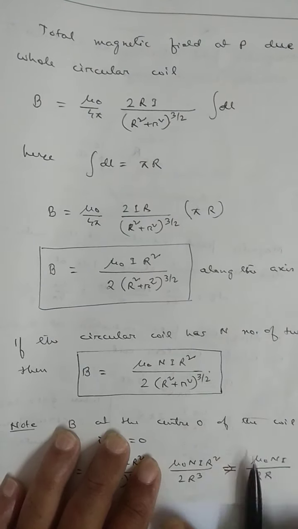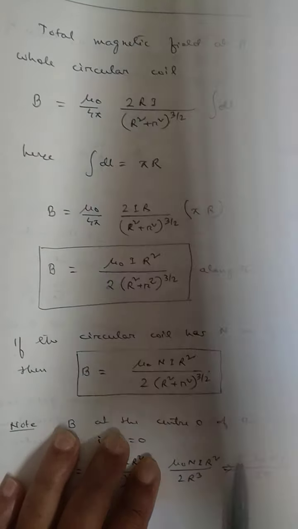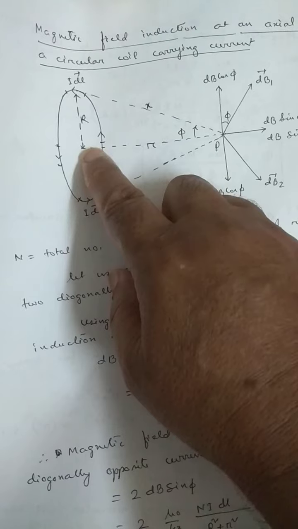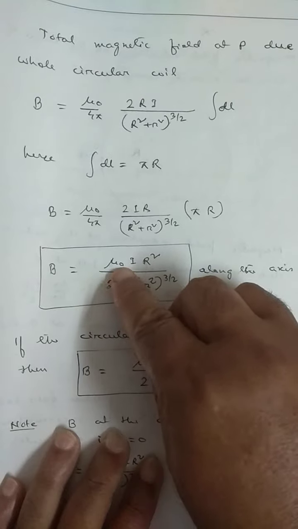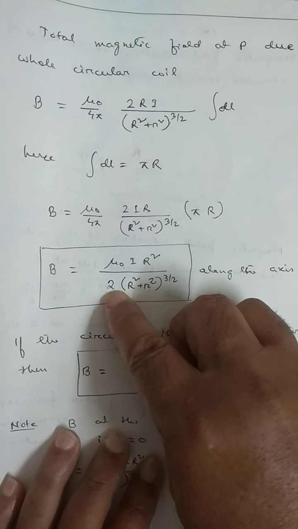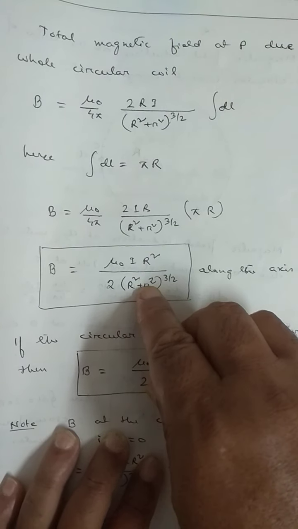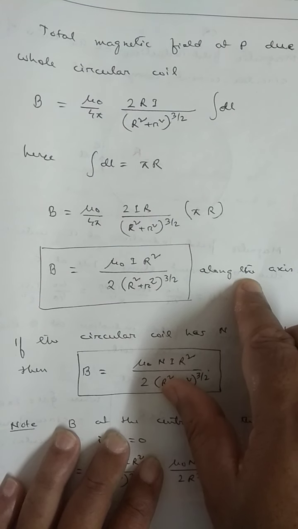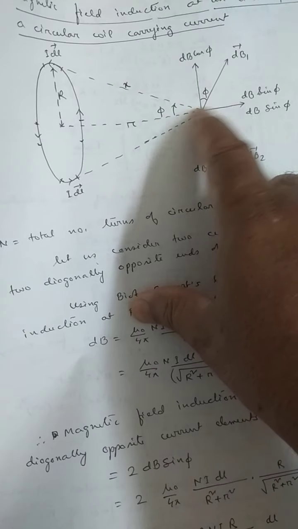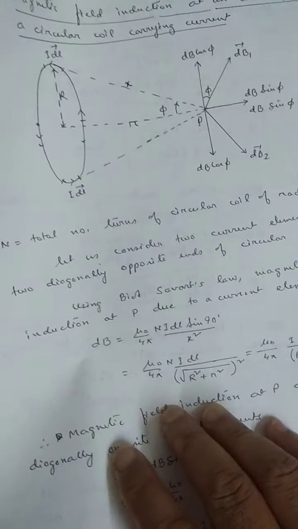So what is the total magnetic field induction due to this circular coil at the point P? B is equal to mu 0 I r square divided by twice R square plus r square whole to the power 3 by 2. And the direction is along the axis of the circular coil.